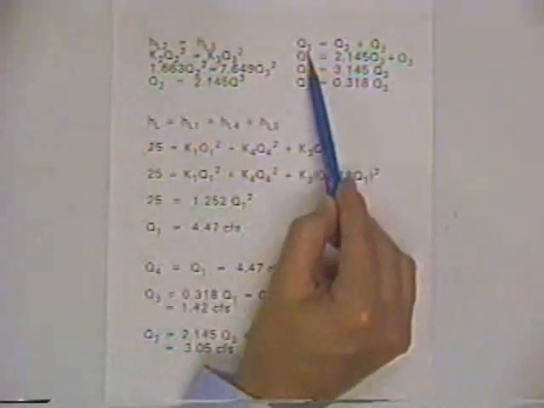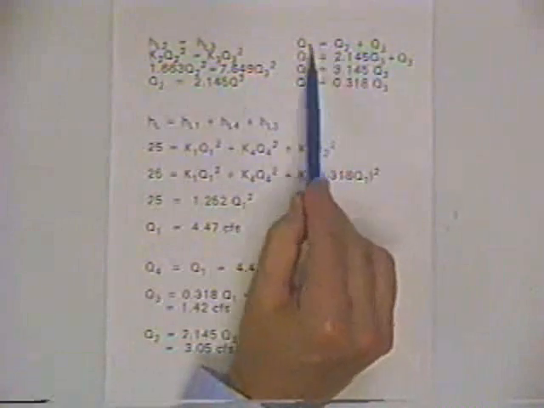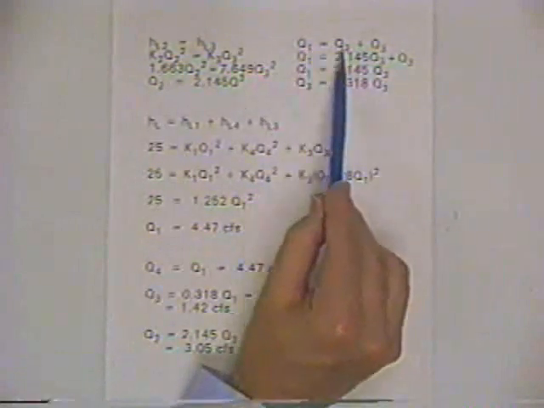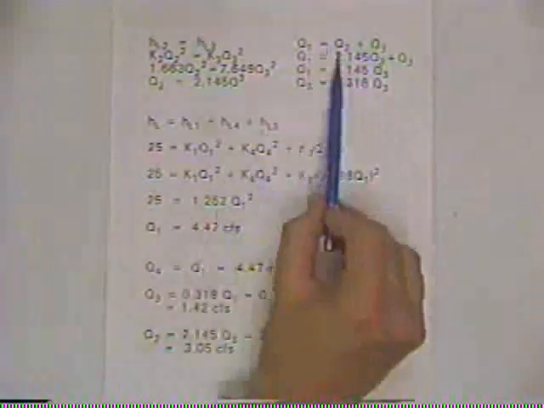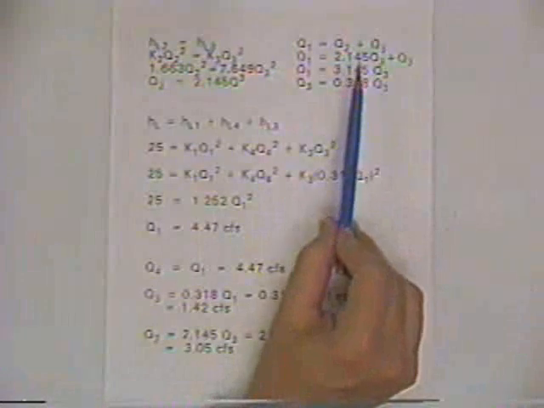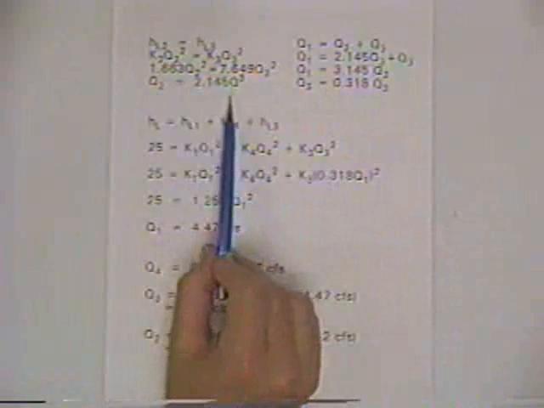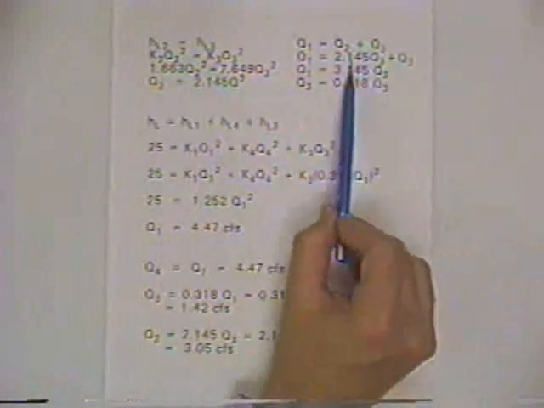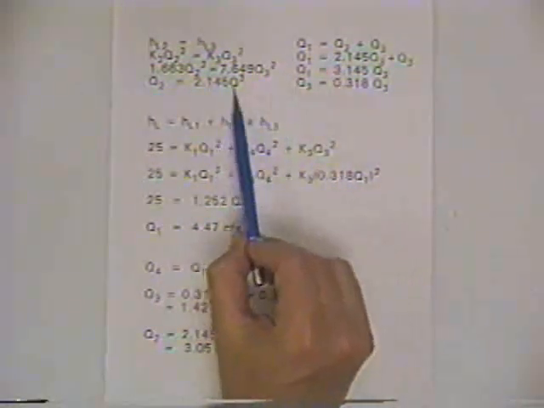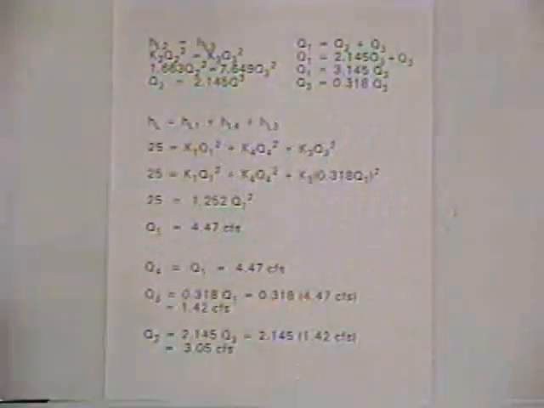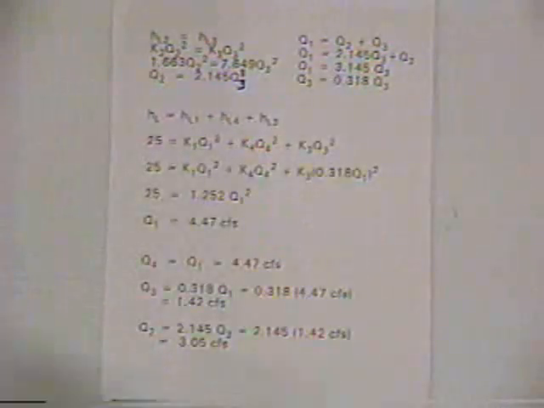And then Q1 is in series with this combined 2 and 3 in parallel. So the discharge in the first pipe is just the summation of the discharges in pipes 2 and 3. And so we can write this, Q1 is Q2 plus Q3, but we know that Q2 is just a number times Q3, and so we can plug that in for Q2. Q2 is just 2.145 times Q3. And I guess I better bring that Q3 down here.